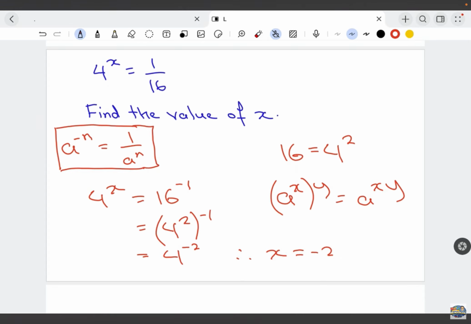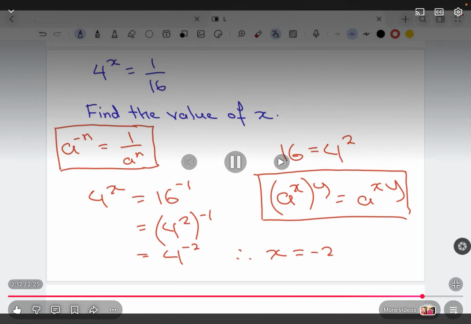Okay, so this was the question that some of my students were struggling with in class because they cannot recall the following index law, which is a to the power of negative n is equal to 1 over a to the power of n, and applying this index law.